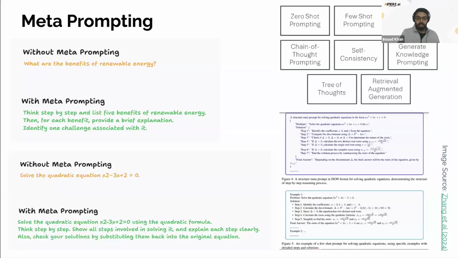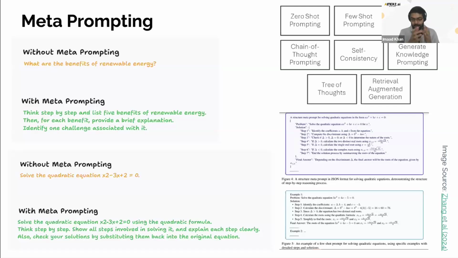Then you say, solve the quadratic equation x squared minus 3x plus 2 using the quadratic formula. Think step by step, show all the steps involved in solving it, and explain each step clearly. Also, check your solutions by substituting them back into the original equation. If you formulate your prompt in this way, you are automatically improving the quality of your output.